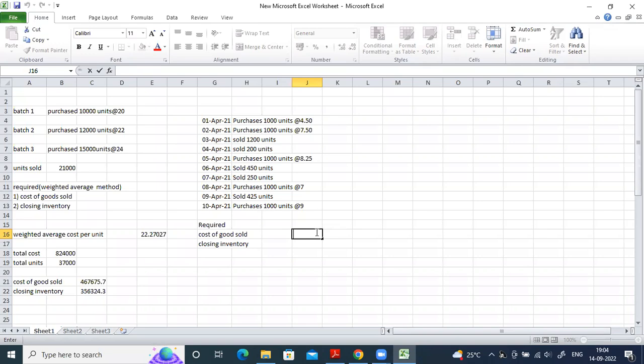Okay, so again repeat it, sir. Yeah, no issue. You need to compute cost of goods sold and closing inventory by using three methods. First in, first out, moving average and weighted average. Compute cost of goods sold and closing inventory by using first in, first out, moving average and weighted average.